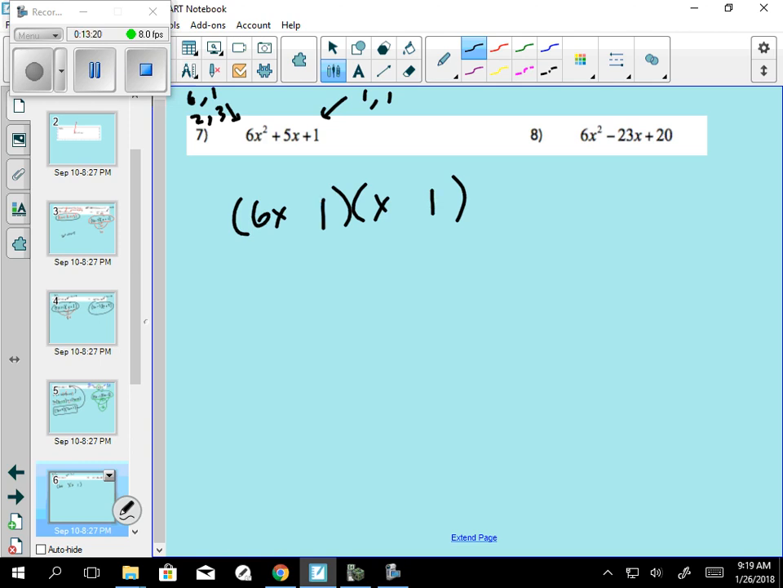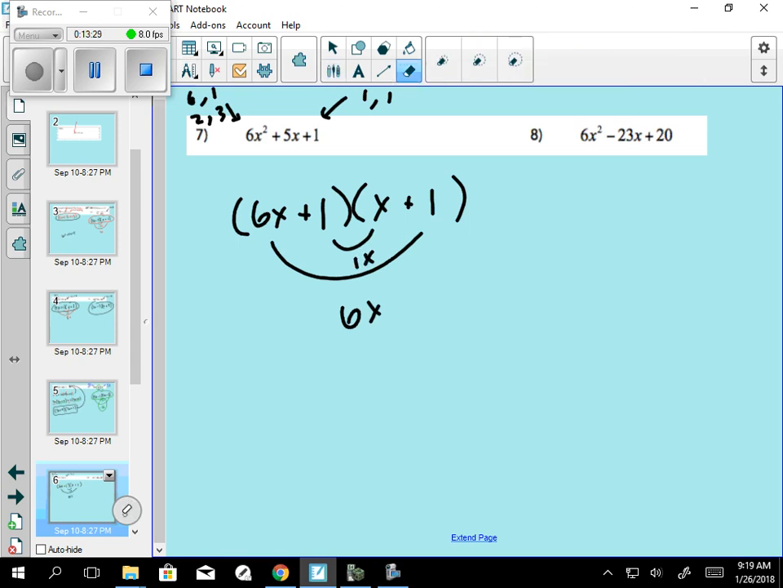If we know this has to be 1 and 1, and they have to be positive, does this work out? We get 6x, 1x. Does that add up to 5? Nope, that adds up to 7. So it must not be the 6 and the 1.